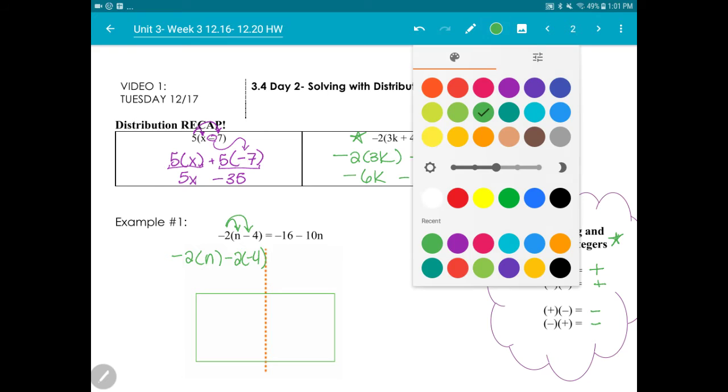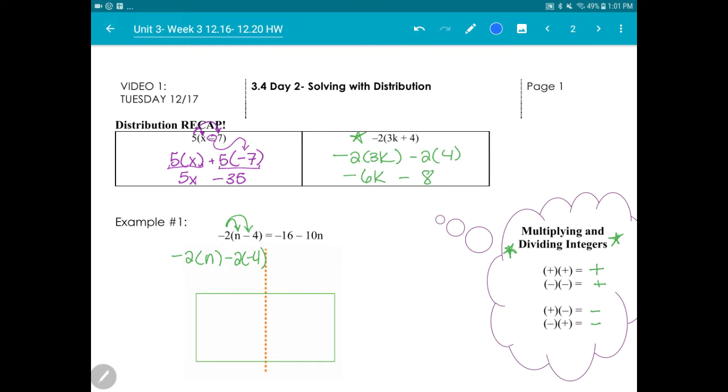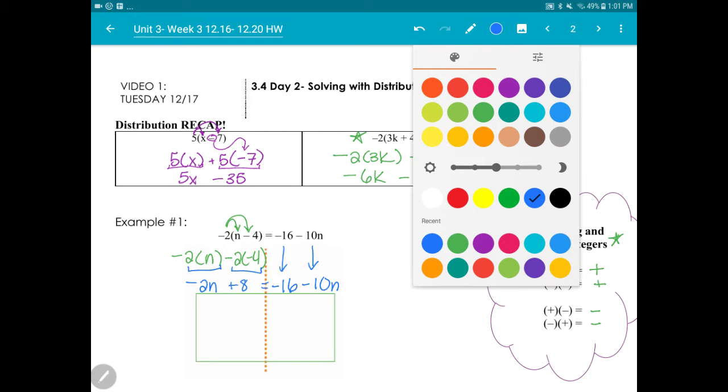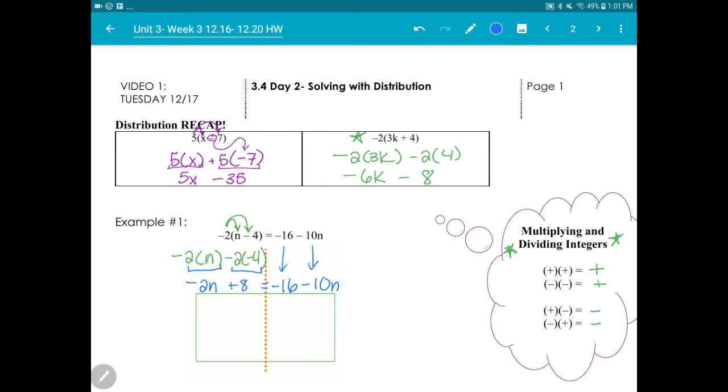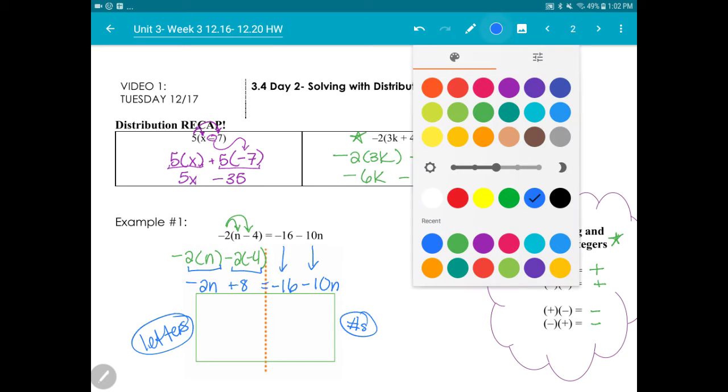All right, so I just distribute what's on the outside with what's in the parentheses, and then I'm going to go ahead and bring everything else down. So that's my distribution part, and this side didn't have parentheses, so I'm not distributing, so I'm just bringing it down. And now I'm going to go ahead and do my letters on the left and my numbers on the right.